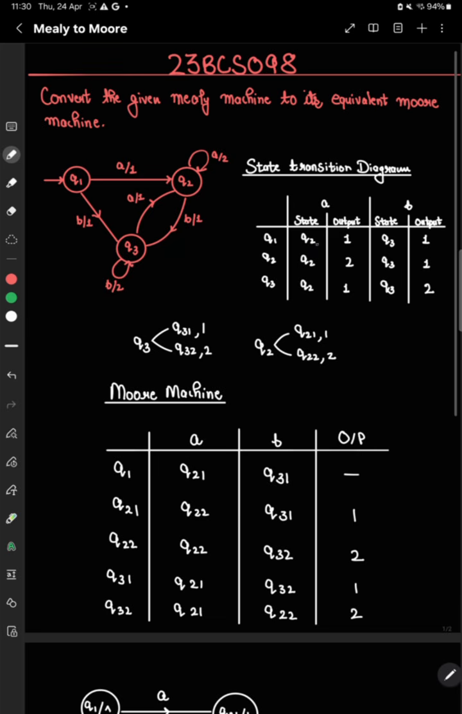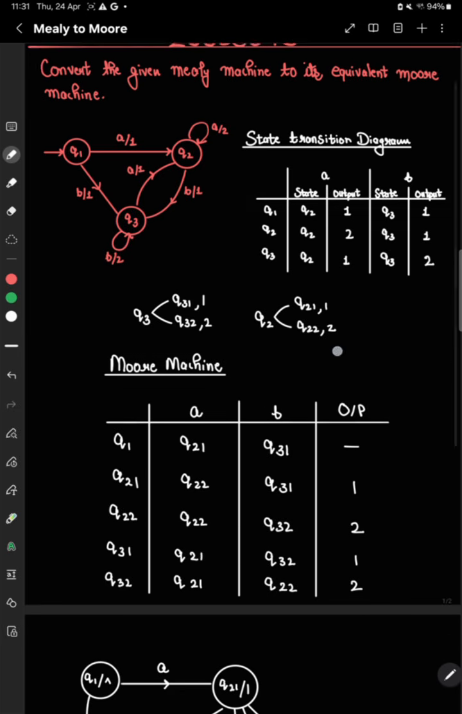As you can see, for state Q2 we have multiple outputs. So what we have to do is divide the state Q2 into two states which give different outputs, which are Q21 and Q22. Q21 gives the output 1 and Q22 gives the output 2. Similarly, we will do this for Q3 with Q31 and Q32.